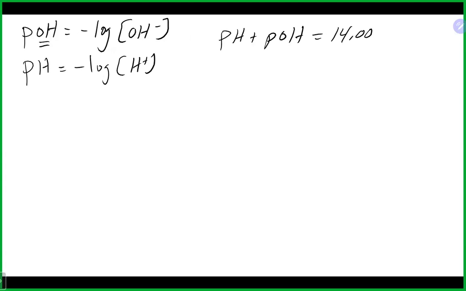If you have the hydroxide concentration, you could calculate the pOH, subtract from 14, and get your pH. If you have the hydroxide concentration, you could still use Kw to get the H plus and then go into the pH. So you do have some variety in terms of how you do it.